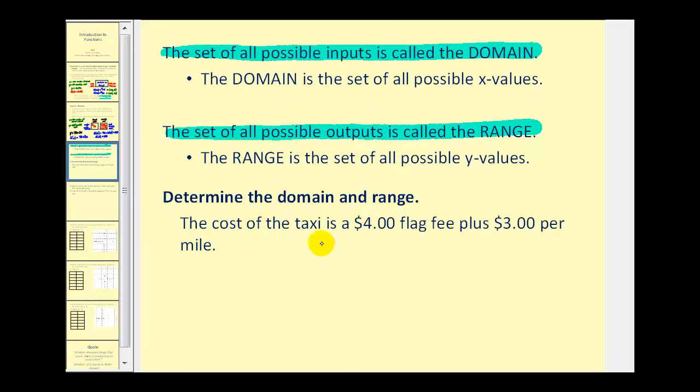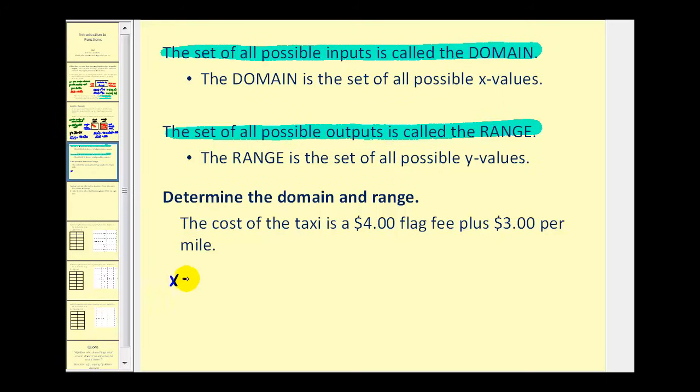The cost of a taxi is a $4 flag fee plus $3 per mile. So the $4 flag fee is what you're charged as soon as you enter the taxi. So that's the flat rate, and then you have to pay $3 per mile after that. So if you took a taxi for 1 mile, you'd have $4 plus a $3 fee, or a total of $7. If you went for 2 miles, you'd have the $4 fee plus 2 times $3, which would be $6, for a total of $10.